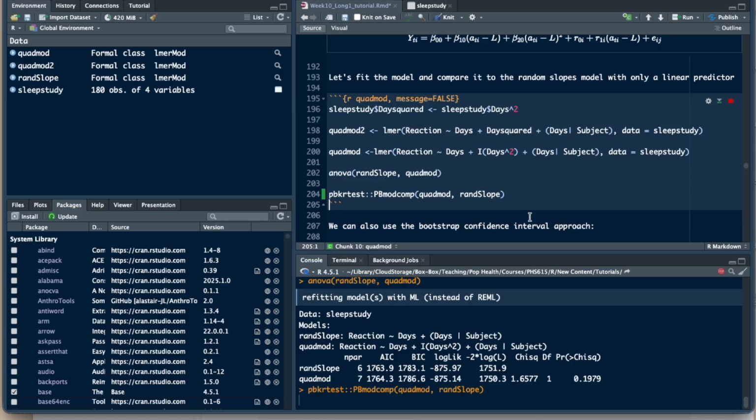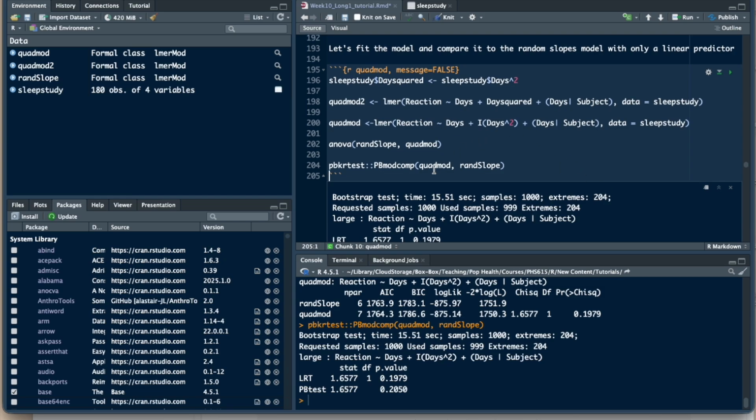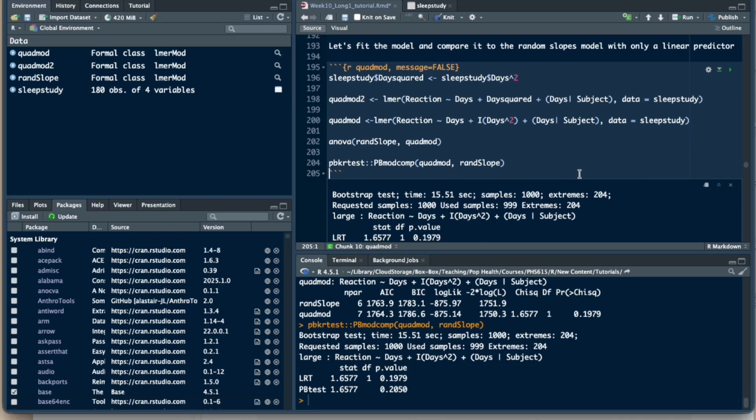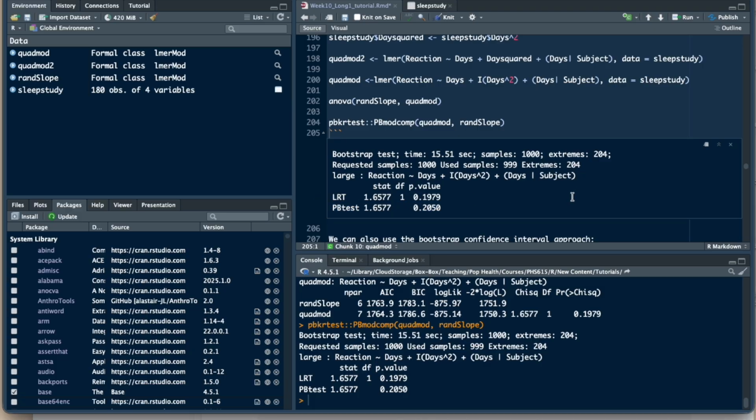Literally what's happening in this model is that the models are fit 1,000 different times in many different ways. They're compared, the likelihood ratio test is performed, and we get a p-value. So here we can see that we're actually in good shape. The parametric bootstrap agrees quite well with the likelihood ratio test in this case. The main reason for that is because we have balanced data.